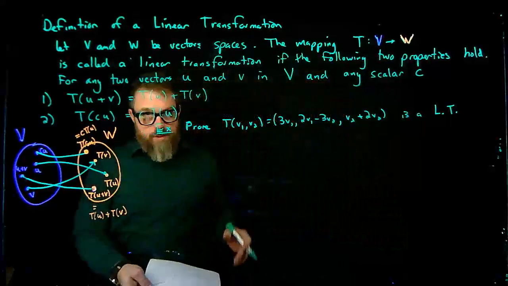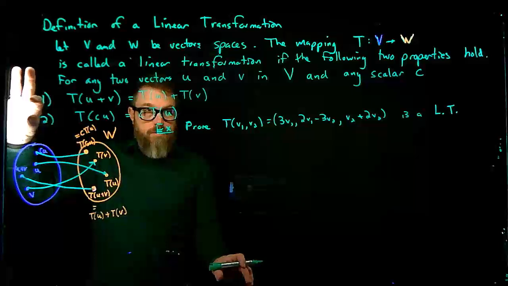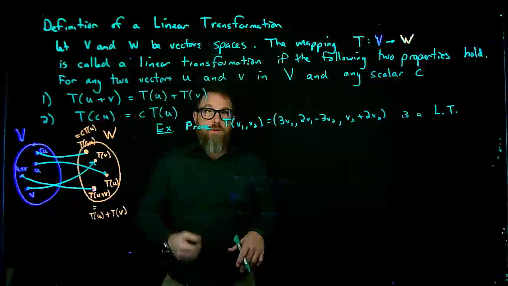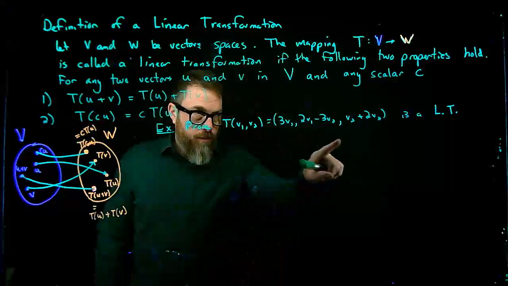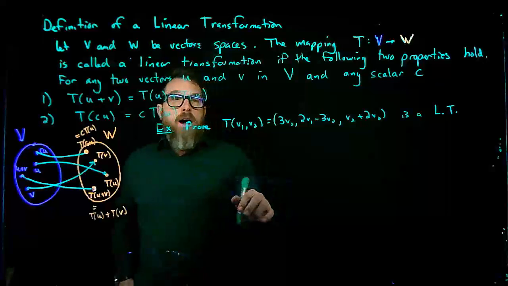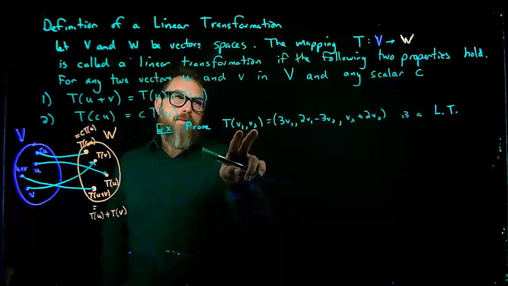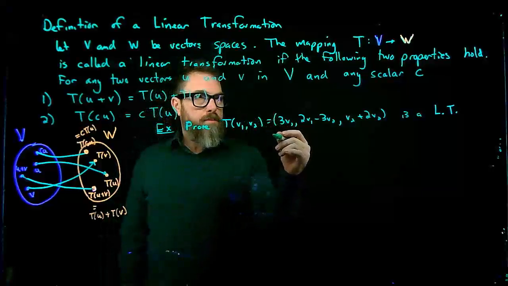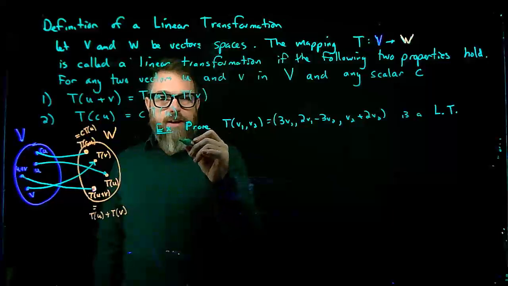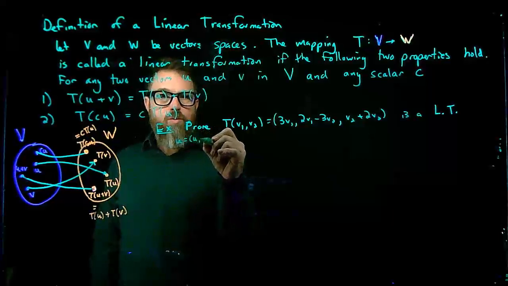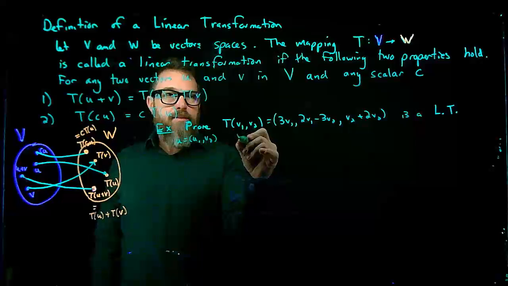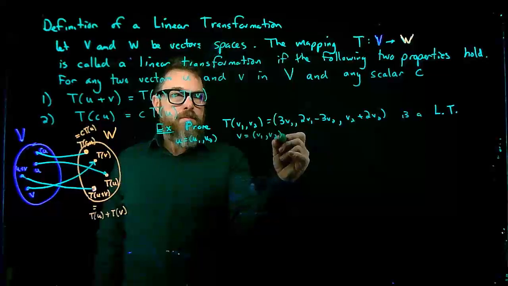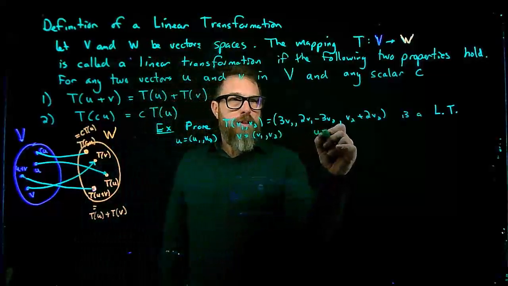So I want to prove it's a linear transformation, so I have to show both of these properties. In order to do that, I have to define a vector u and also a vector v under this transformation. So let u be equal to u1, u2, and v is going to be equal to the vector v1, v2.